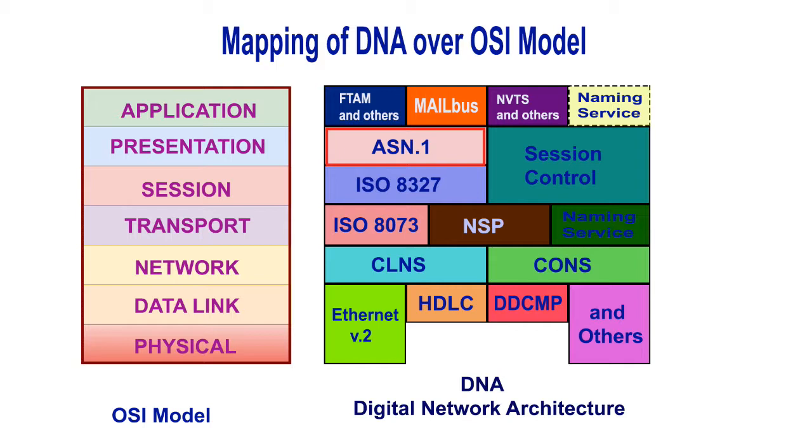Abstract syntax notation character code translation scheme, that is ASN.1. ASN.1 uses BER, that is basic encoding rules, to translate to and from ASN.1 notations. ASN.1 can perform character code translation.